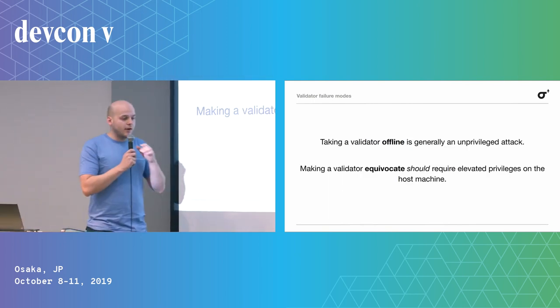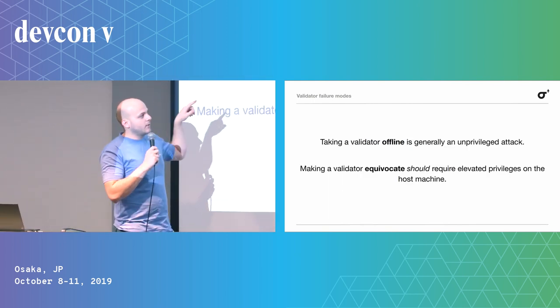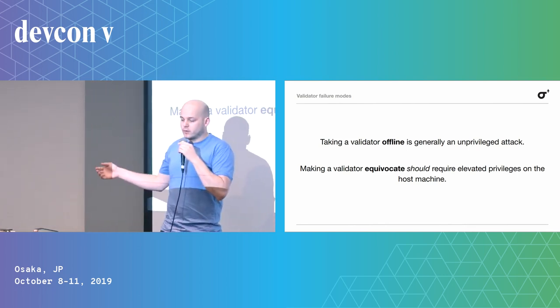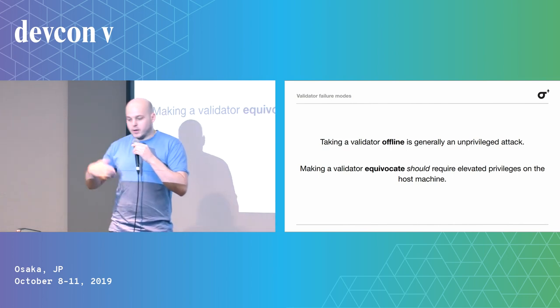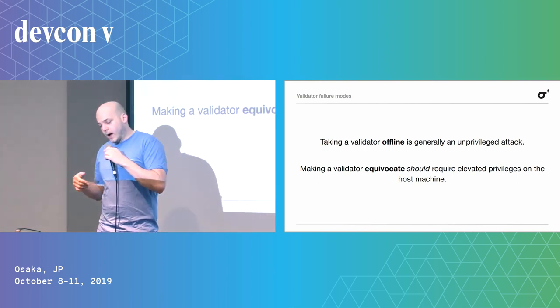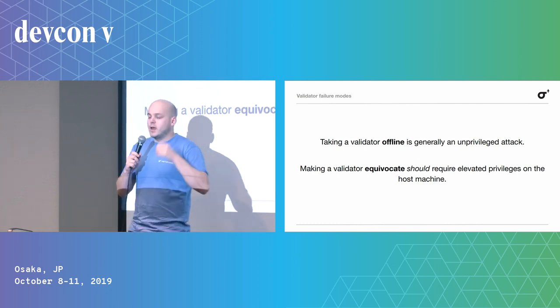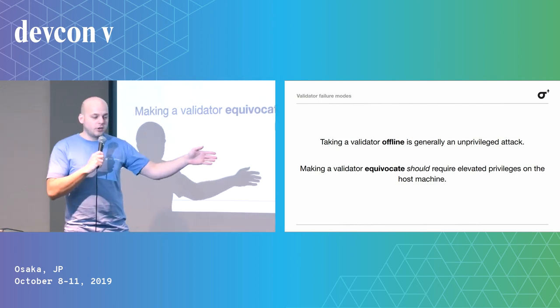So these two modes have two interesting properties. The first is that taking a validator offline is generally an unprivileged attack. If you know a bug that causes a node to expend its resources and do a denial of service or perhaps crash, then you can generally do this by just connecting to it on the internet and sending in a packet and watching it go down.